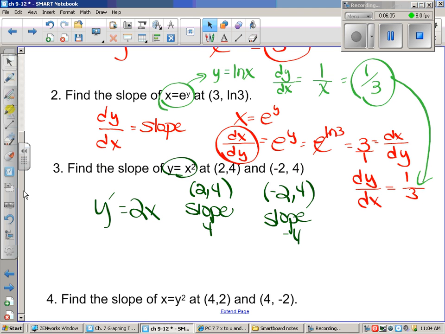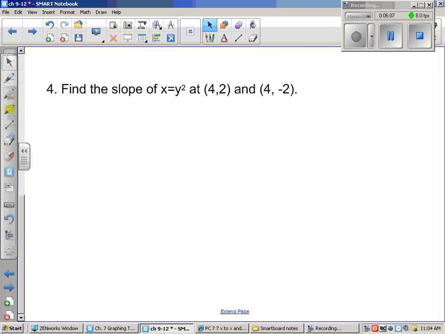Let's move on down the way here, and let's look at now x equals y squared. Once again, you can choose to solve for y and get the derivative of that and find what the slope is at the points 4, 2 and 4, negative 2. Or you can do the derivative as you see there, x equals y squared, and work with that. So give it a shot. Try it on your own, and I'm just going to explain it in a minute, so I'll let you do it.